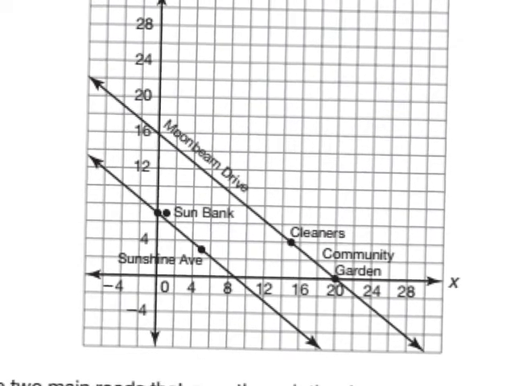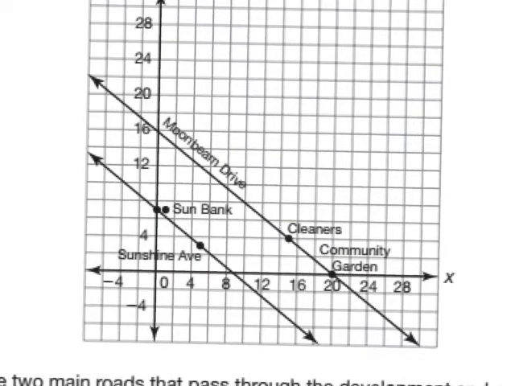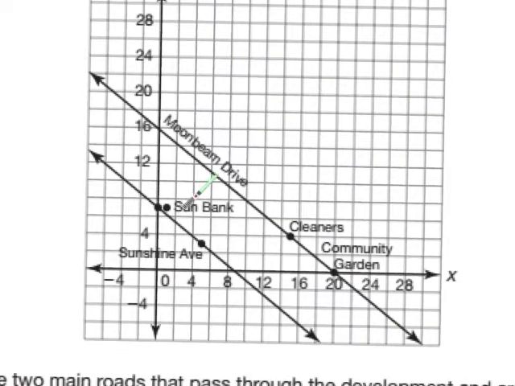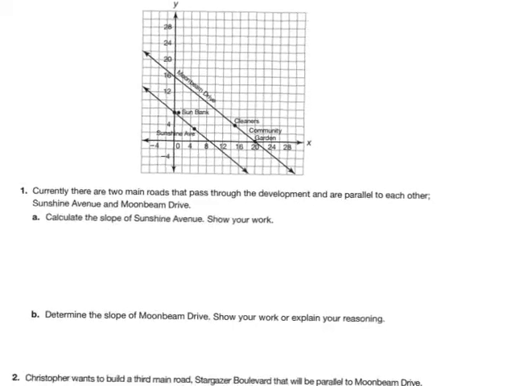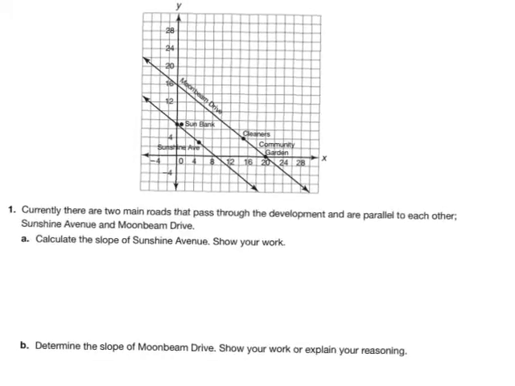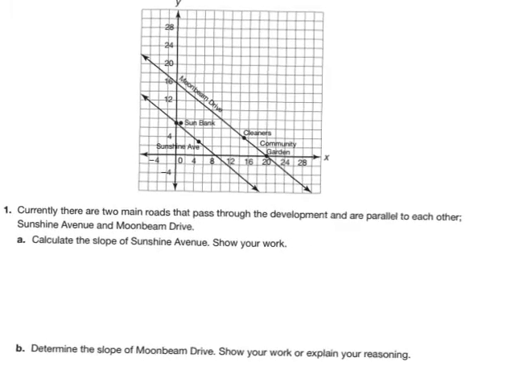Okay, I'm studying it. So basically there's two streets, a street named Moon Drive and one called Sunshine Avenue. The cleaners, community gardens here, the banks here. Alright, no problem. Currently there are two main roads that pass through the development. Yep, and they are parallel. Okay, parallel, that's important. Like a train track, parallel.